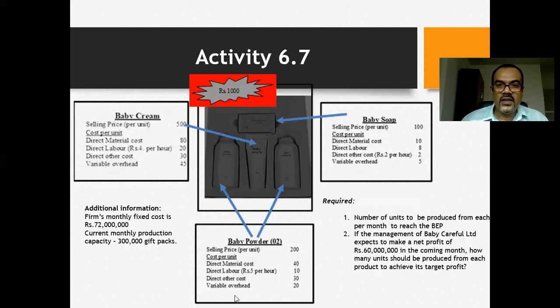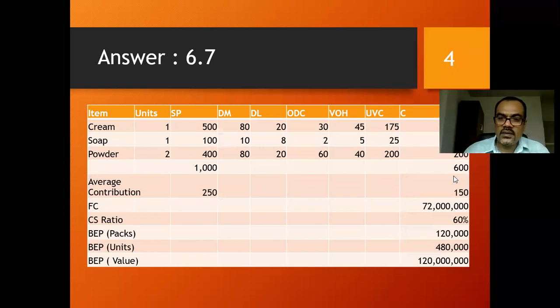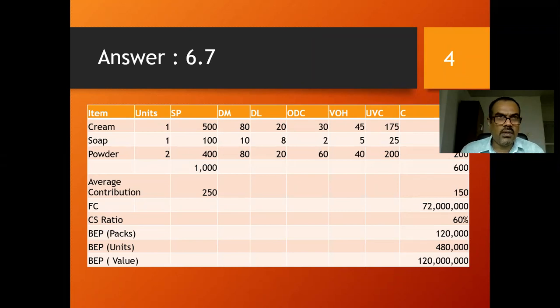Okay. The answer, yes, most of you had given the correct answer. Number of bundles, break-even packs, 120,000. Since there are 4 units in a pack, what are the 4 units? 1 baby cream and 1 soap, and 2 powder. So therefore, physically there are 4 units. So therefore, 4 multiplied by 120, 480.